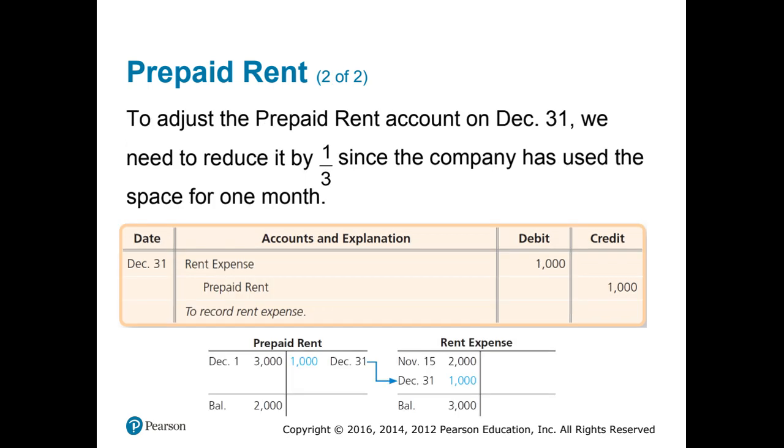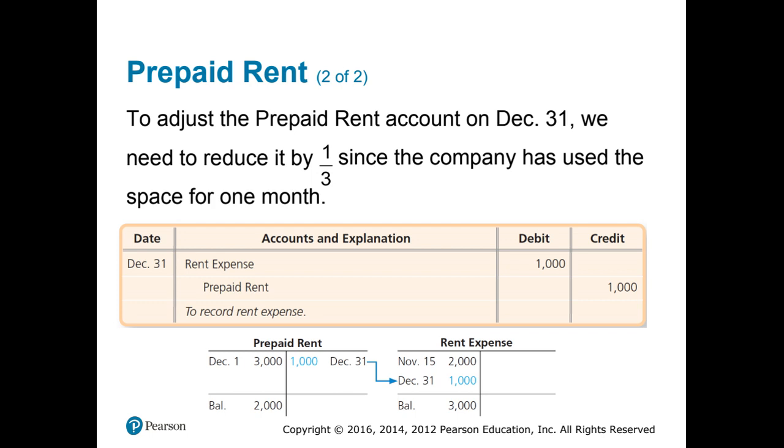So to adjust our prepaid rent account, flip the page. Throughout December, prepaid rent maintained its balance, but $3,000 is not the amount of prepaid rent for the balance sheet at the end of the year. That's because as of 3/31, prepaid rent should be decreased for the amount that was used up.